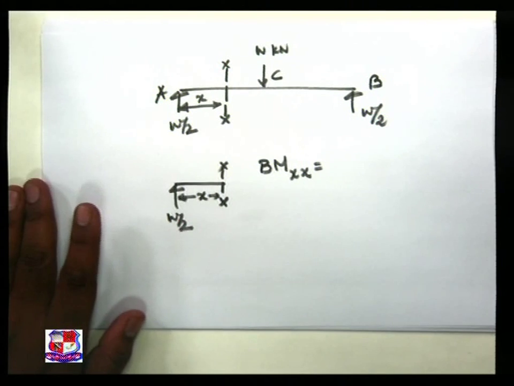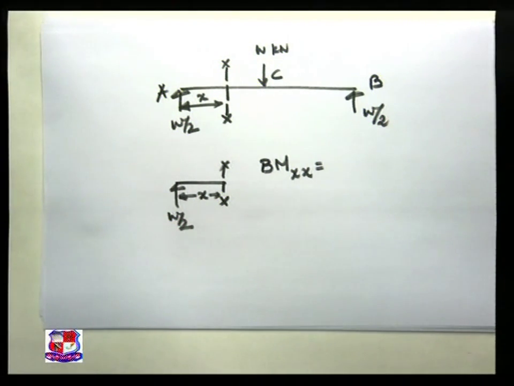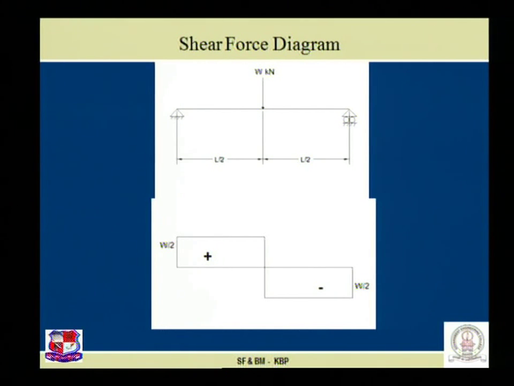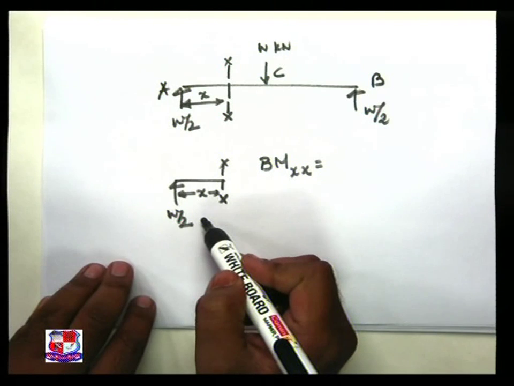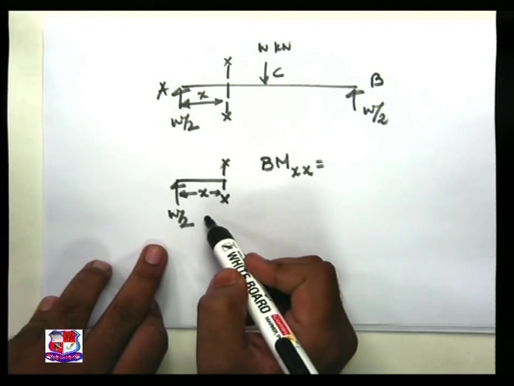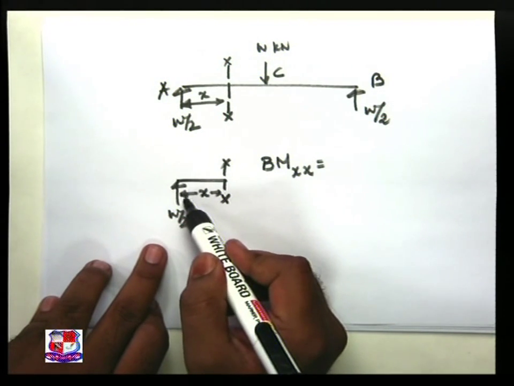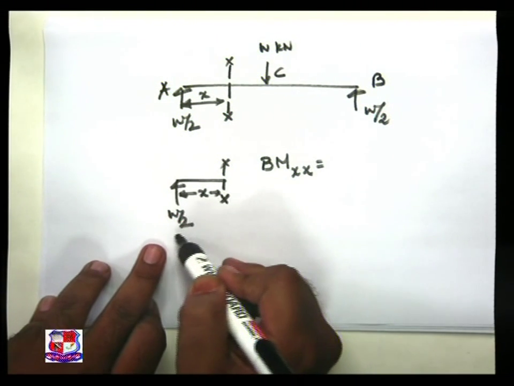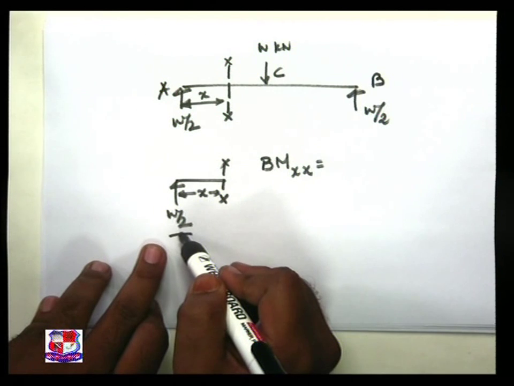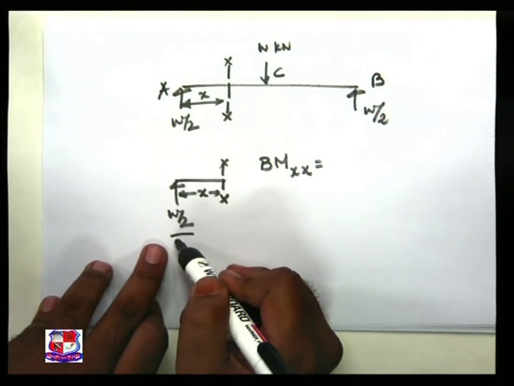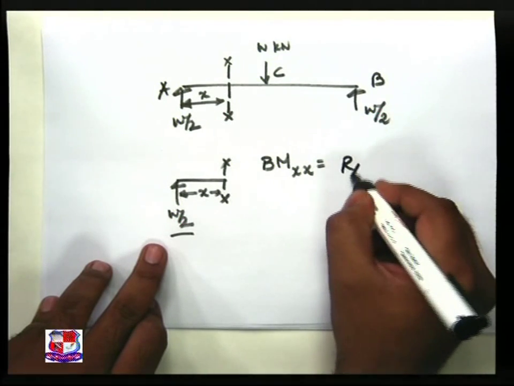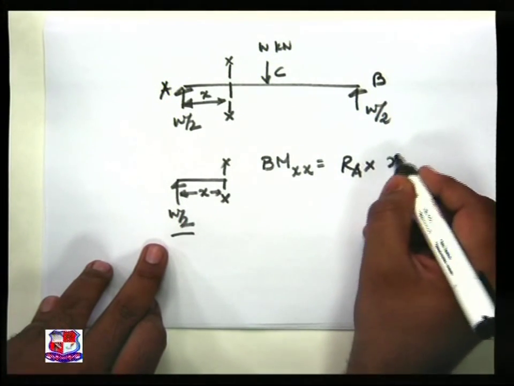Yes. What is bending moment? Definition: bending moment is defined as the algebraic sum of the moments of the forces to the left of a section. Because we have taken the left of a section, only one force is acting on the left side. This left side force creates a moment over here, which is nothing but RA, that is reaction into x.